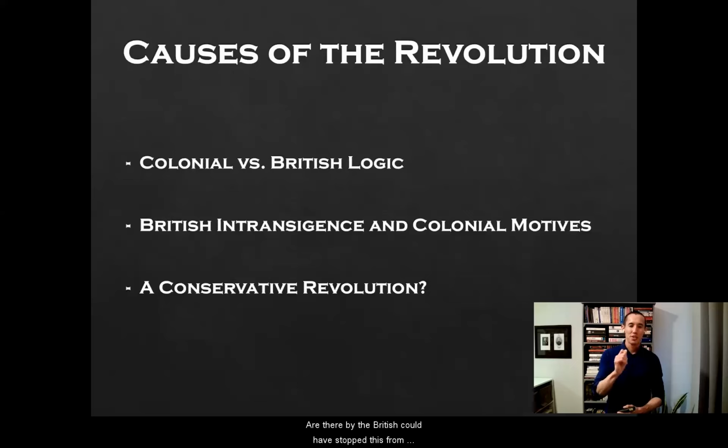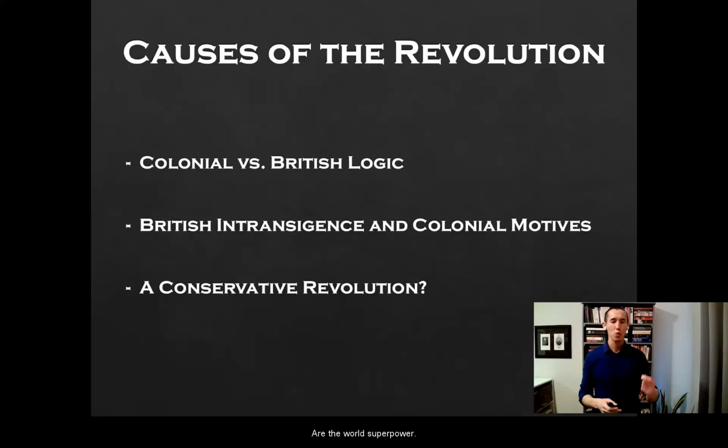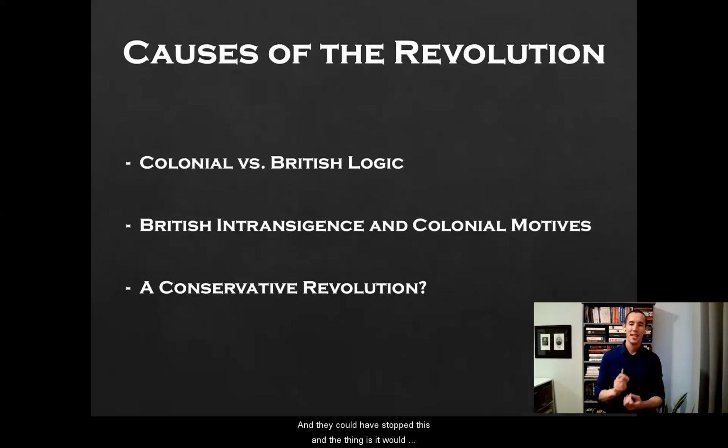For their part, the British could have stopped this from happening. The colonists did not want to be independent, but the British, they're the world superpower. How many world superpowers care about their colonies? Does Puerto Rico ever tell the United States government what to do? Of course not. So colonies, they do not listen. England acted exactly the way you'd expect the world superpower to act. They were arrogant. And they could have stopped this. And the thing is, it would have been in England's best interest to not lose the colonies.